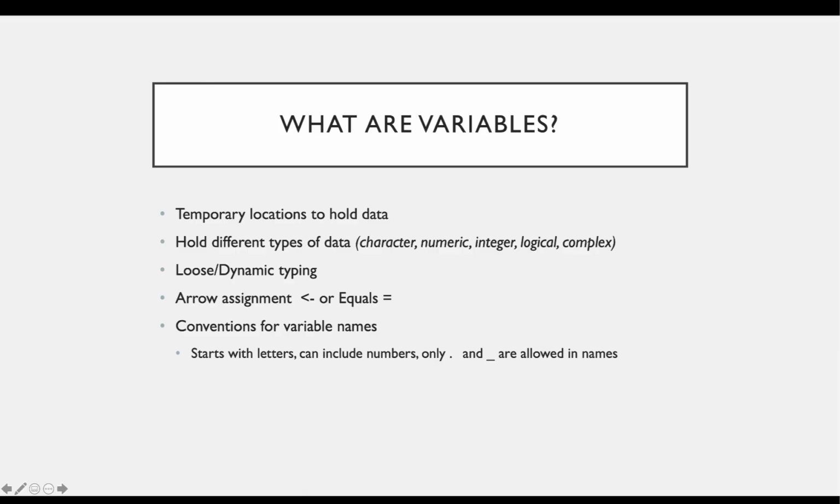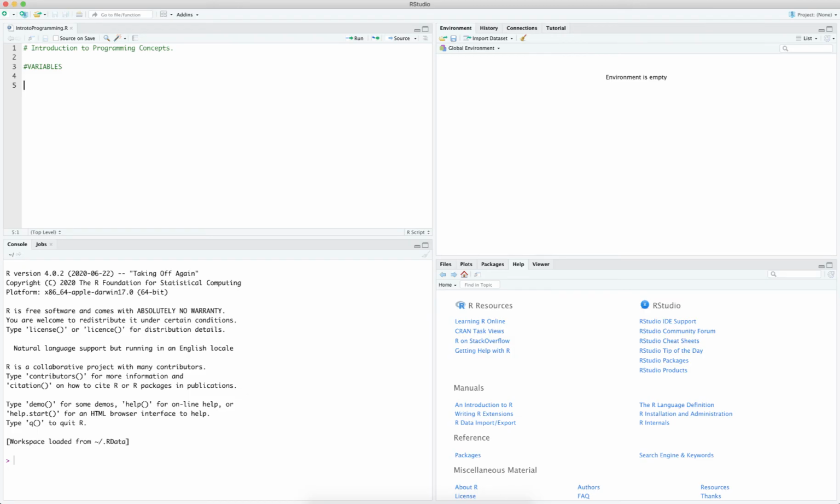So let's talk about variables. If you remember from the previous slide, variable names start with letters, can include numbers, and only dot and underscore are allowed in names. And so a variable name like this, for instance, var1, would be valid. And so var1 is a variable name, and we might want to assign this variable name a value.